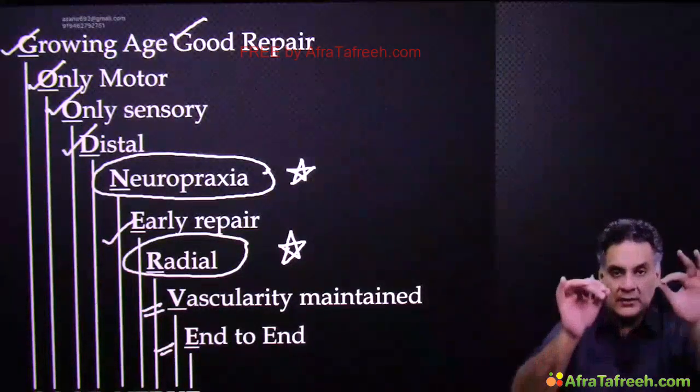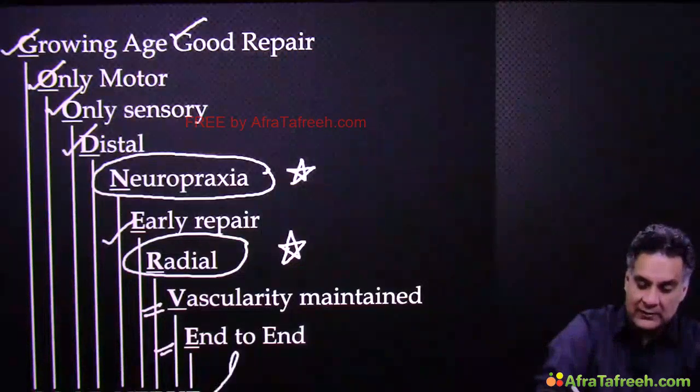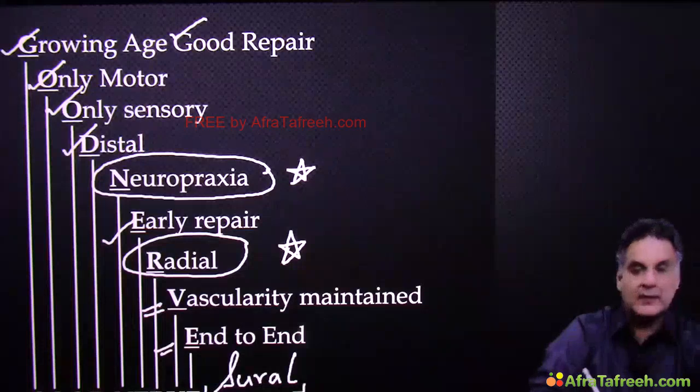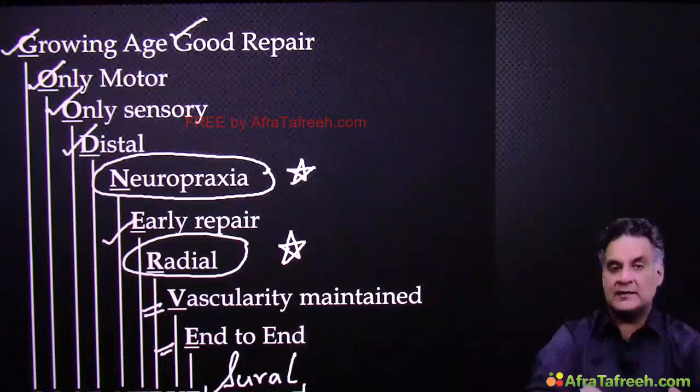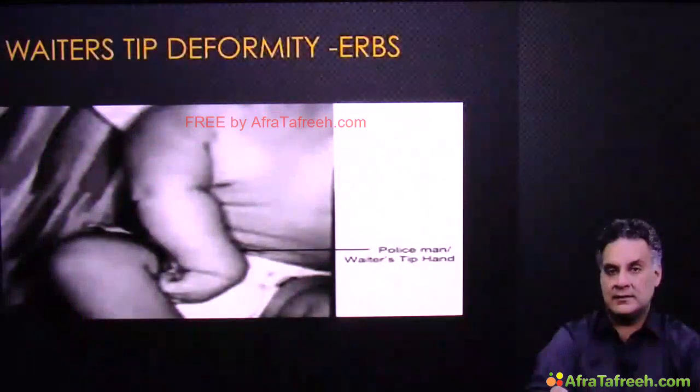Sometimes you put a nerve graft. The commonest nerve graft that you put in the human body is the sural nerve, and when you use it, the results are poorer as compared to end-to-end repair.